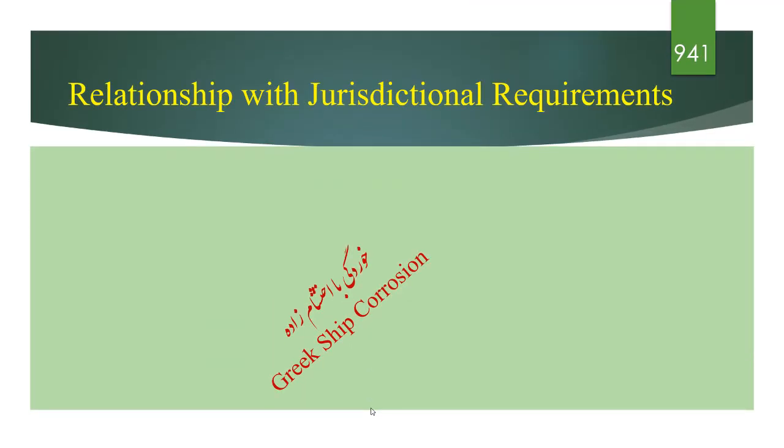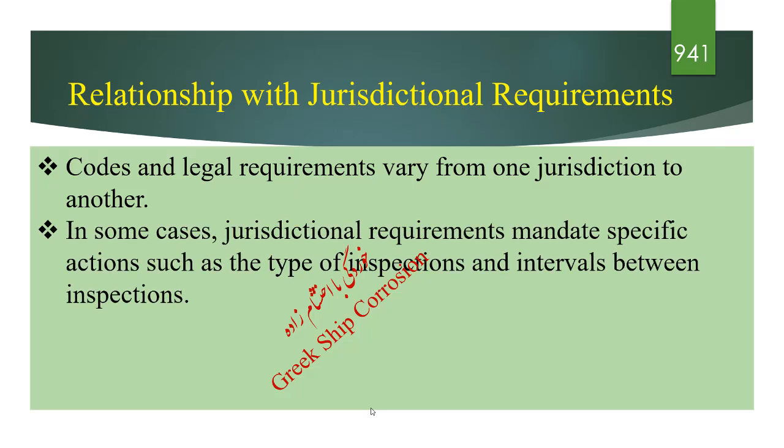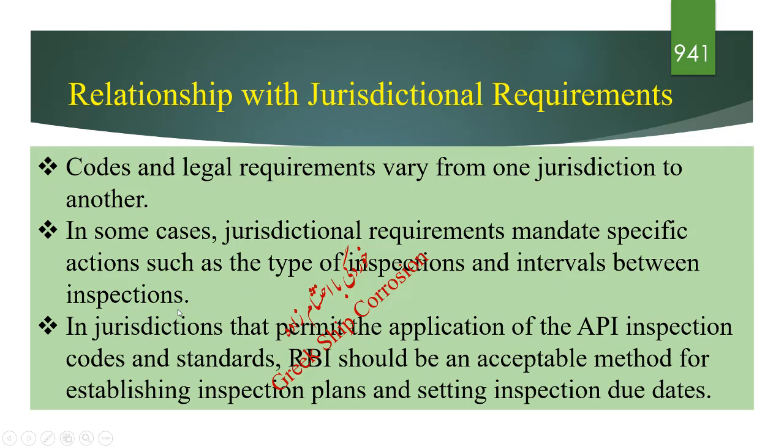Relationship with jurisdictional requirements. Codes and legal requirements vary from one jurisdiction to another. In some cases, jurisdictional requirements mandate specific actions such as the type of inspections and intervals between inspections. In jurisdictions that permit the application of the API inspection codes and standards, RBI should be an acceptable method for establishing inspection plans and setting inspection due dates.